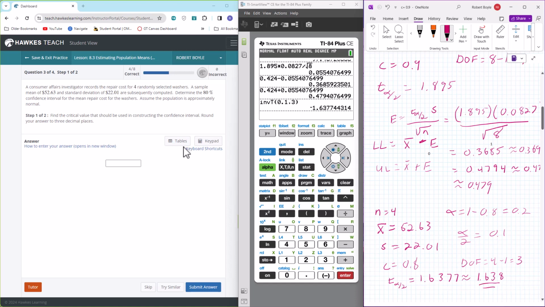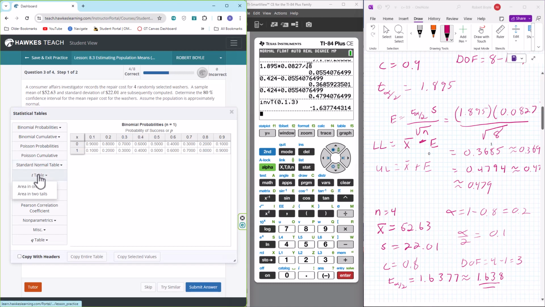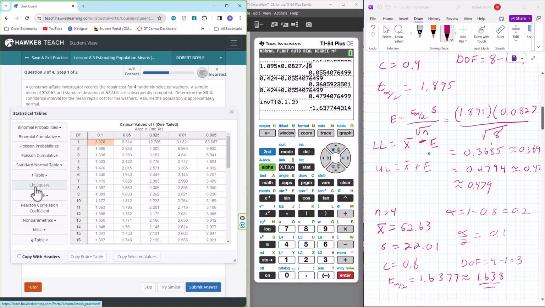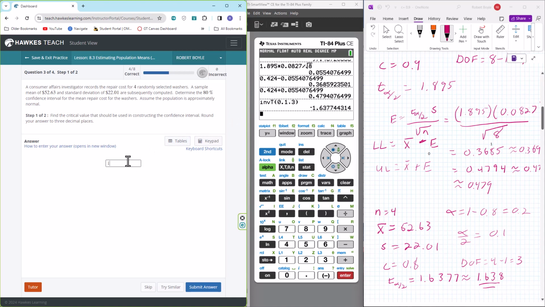Just to make sure, let's go into our tables. T-value, area in one tail. We have 3 degrees of freedom. We're looking at 0.1, 1.638. We get the exact same thing.